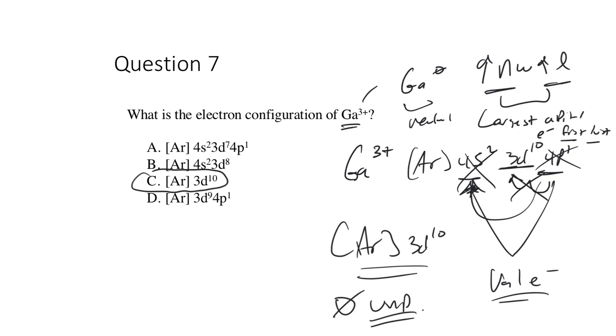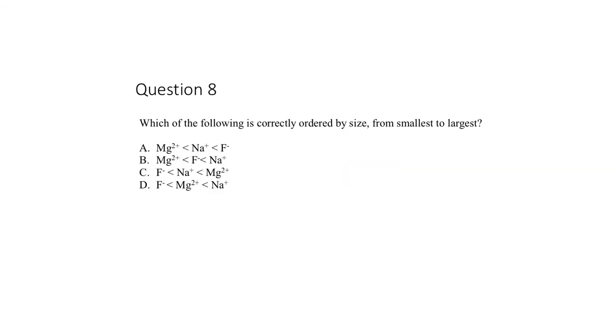This is the rule for all cations. Go to the neutral atom and then lose the electrons in the order of largest orbital, so in order of orbital size being largest first. So the electrons furthest away, least held on to, easiest to remove is the main idea. Finally, number 8, which one of the following is correctly ordered from smallest to largest in size?